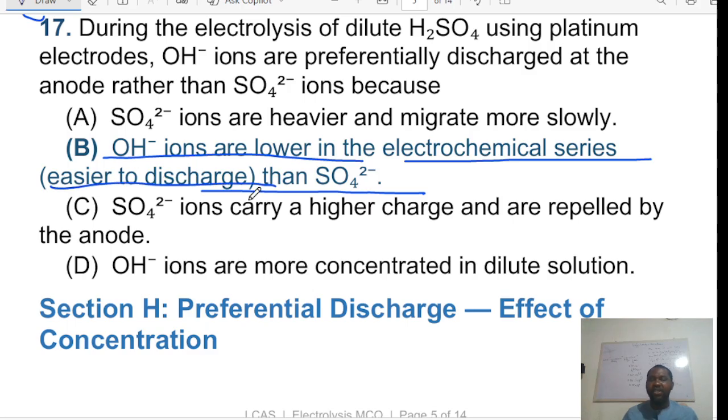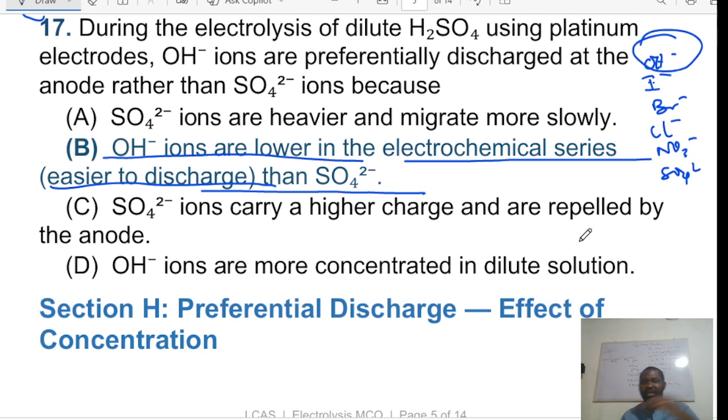Like I said, OH ion is always discharged, except, in the order of anions, you have OH ion, then iodine, bromine, chlorine, then NO3, then SO4. This is the order. OH is the lowest of them, easily discharged, except when chlorine is concentrated. Don't forget that.